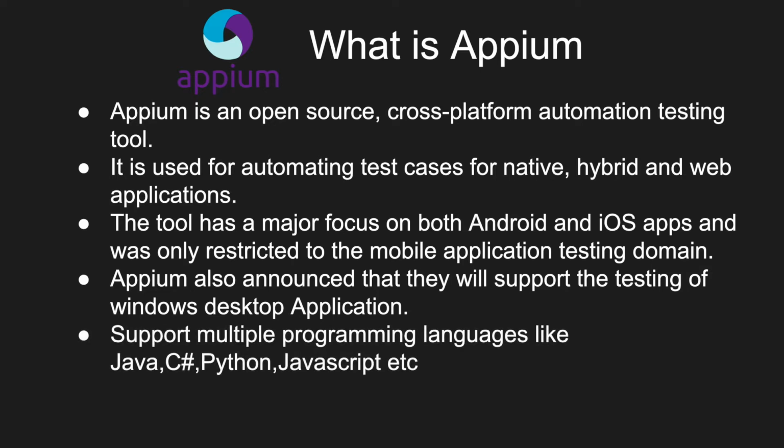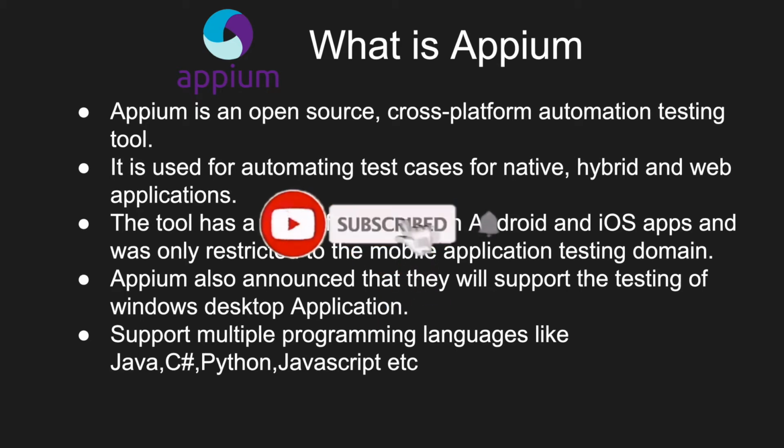It supports multiple programming languages like Java, C Sharp, Python, JavaScript, etc. So the philosophy of APM is that it shouldn't restrict you to write the code in any one particular language. It allows you to write the automation script in different programming languages in which you are comfortable writing. So it doesn't restrict the test developers to write the automation script in any particular language.